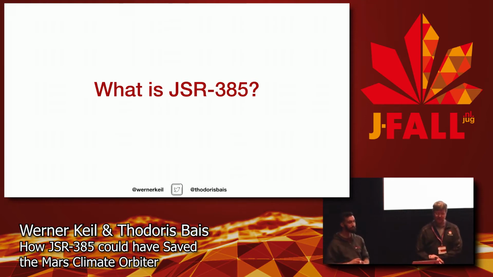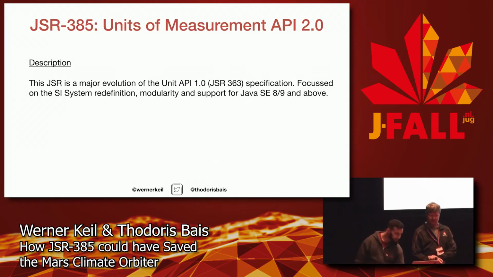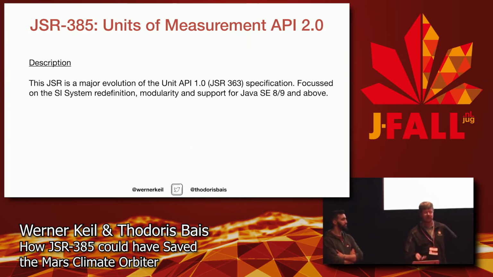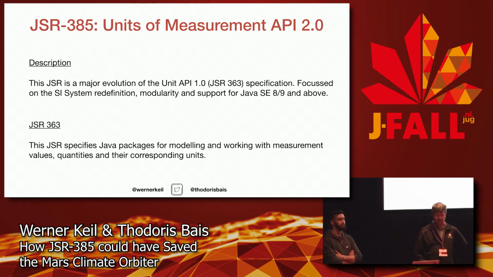So what is JSR 385? This is the description from the JCP page. It's a major upgrade of JSR 363, which was the first version. Of course, the metric system has also been redefined, although most of it was done more or less on a formula level, but that also required a lot of changes, especially when it comes to the documentation. This was the first description of JSR 363 at the JCP page.